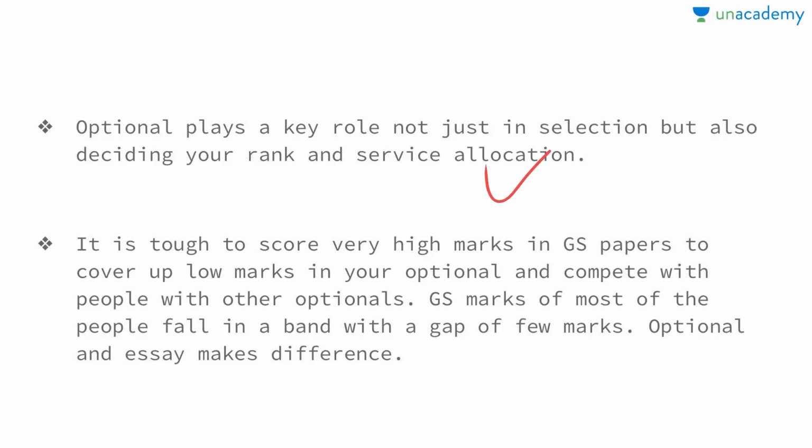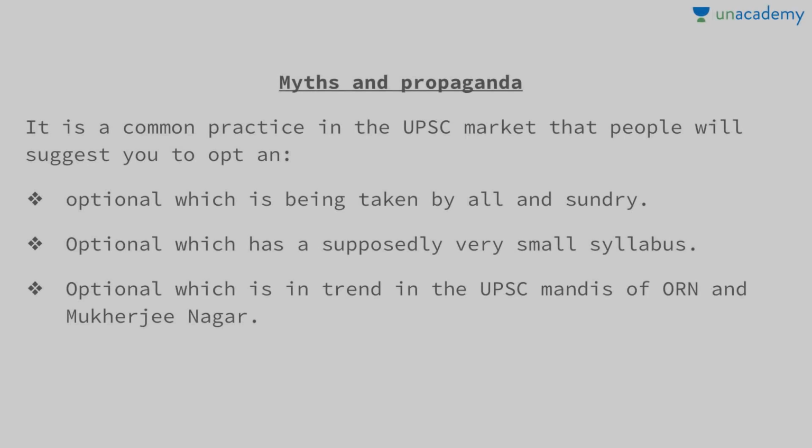Now it is tough to score very high marks in GS papers to cover up the low marks in your optional and compete with the people with other optionals. So that part is very important. GS marks of most of the people fall in a band with a gap of a few marks. That's all. And optional and essay make the difference. So that also you can consider. And if you have low marks in your optional, then trust me, you have to have at least average or above average marks, otherwise you will not be able to compete with people.